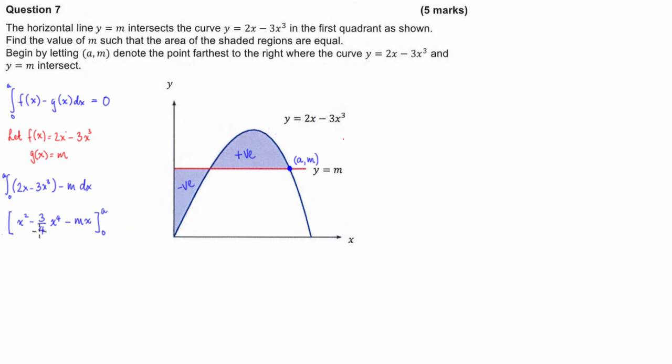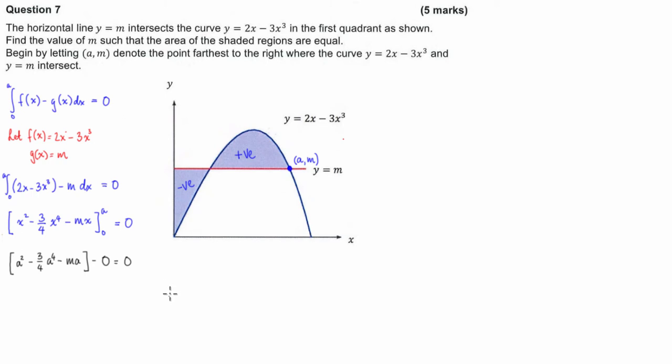Great. So again, we can just go about evaluating this integral. We start with our upper bound, insert a, so we have a squared minus 3 over 4 a to the power of 4 minus m times a. From that, we're going to subtract everything with 0. So let's have a look. We've got 0 squared, 0, 0 to the power of 4 times 3/4 is still 0. M times 0 is, you guessed it, 0. Now, all of this has to be equal to 0.